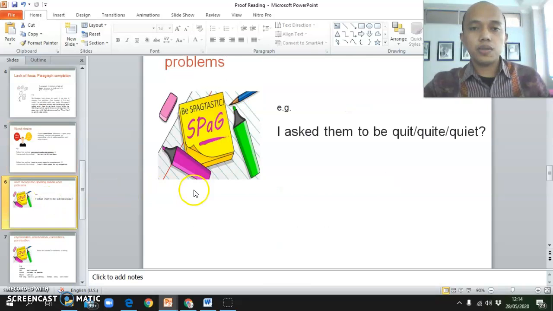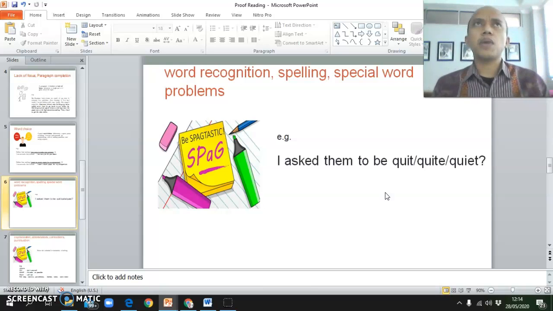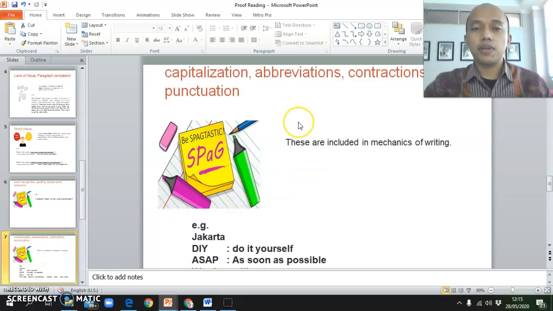Well, the next point is about word recognition, spelling, and special words problems. As a reader, you actually have an automatic ability to recognize whether a certain word used by a writer is appropriate or not. For example, in this sentence, I asked them to be quiet, to be quiet, or to be quiet. Which one is correct? Well, you have to determine by yourself. It depends on your experience, of course, right? Or maybe you can consult your dictionary later on.